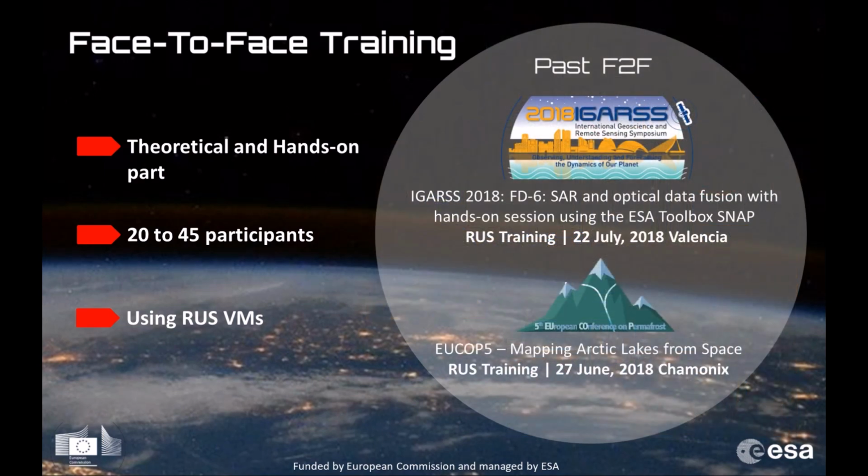So here is just some that we had. This slide maybe is a little bit outdated because since then we had already several others. So in July we were at IGARSS, where we had a training on SAR and optical data fusion with a hands-on session using the ESA toolbox, SNAP. Then before that, at the end of June, we were at EUCOP, which is the permafrost mapping conference in Chamonix.